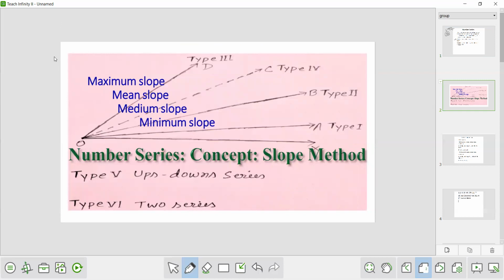Look, the slope method is divided into 6 types. Type 1 is named minimum slope. Type 2 is named medium slope. Type 3 is named maximum slope. In between the medium and the maximum slope, there is type 4, which is named mean slope. Then type 5, that is ups and downs series. And then type 6, that is 2 series. So we will learn one by one what is minimum slope, medium slope, mean slope, and so on.